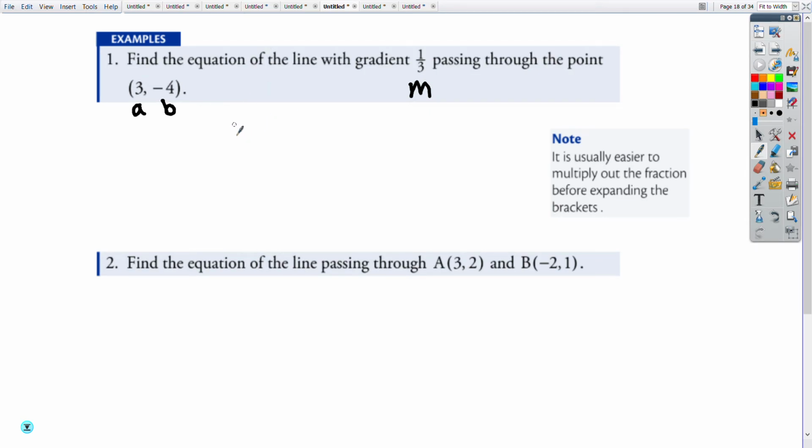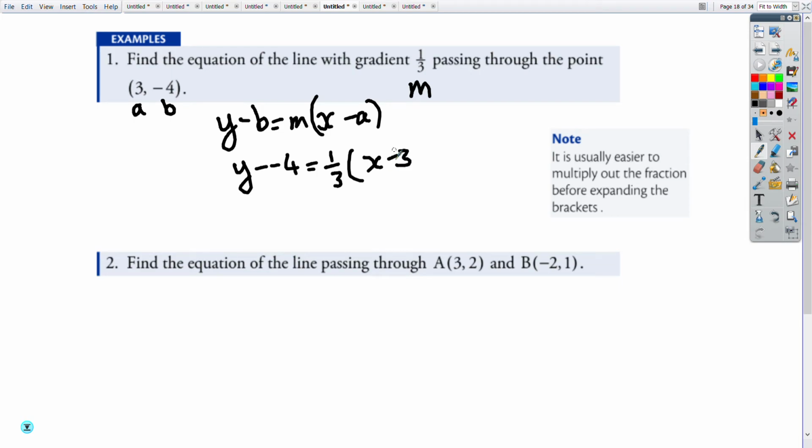And since we don't know the y-intercept, we can't just go into y equals mx plus c. We need to use y minus b equals m(x minus a). Y take away negative 4 equals a third (x minus 3). That gives us y plus 4 equals a third (x minus 3).